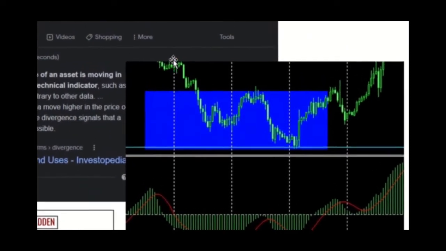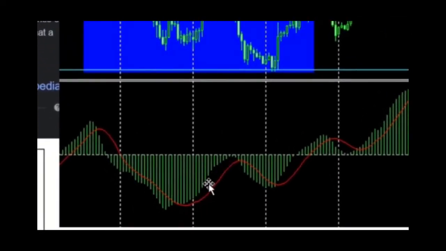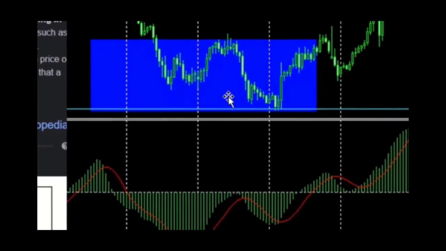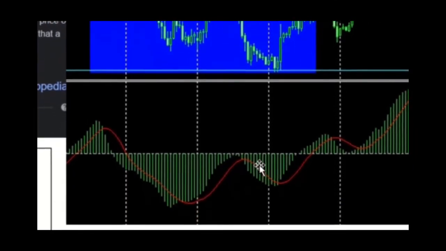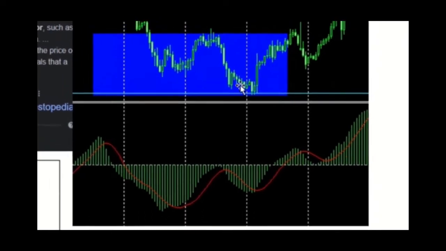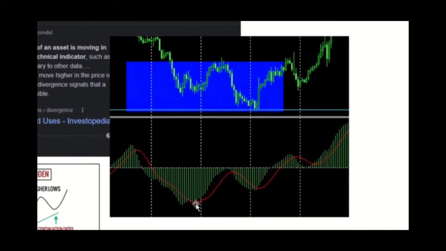What they're saying is this. The price here is coming down, creating this on the oscillator, on the MACD, and then it went up and then further down. This is lower than this one, but on the MACD, this is higher than this one, when it should have been lower. So if you see something like this, this is what a divergence looks like.